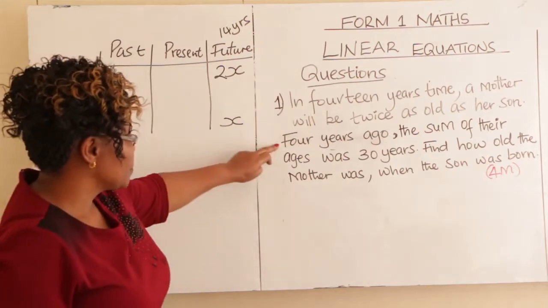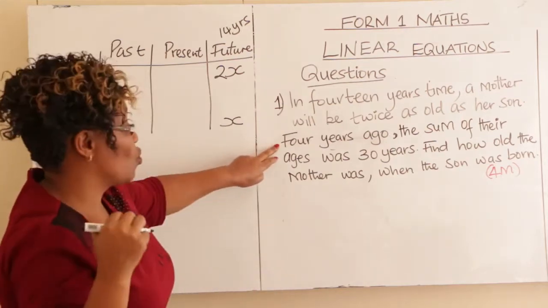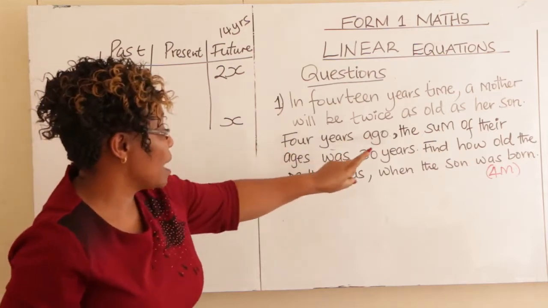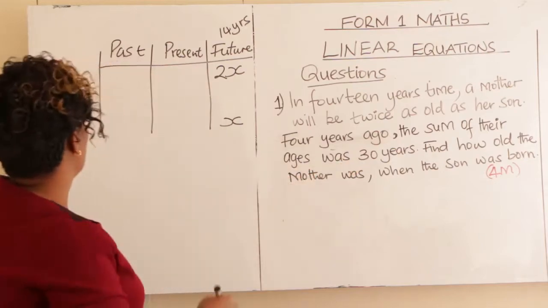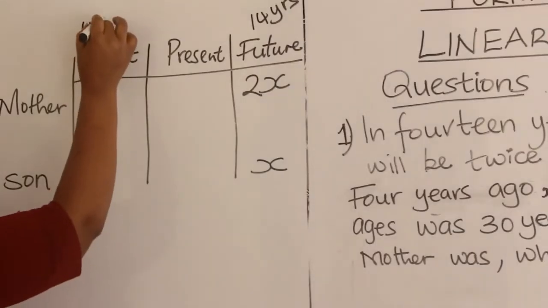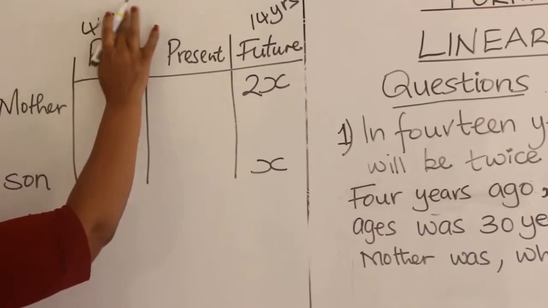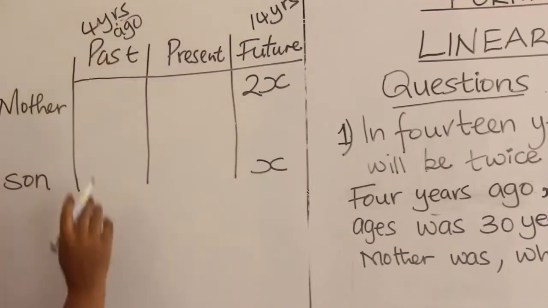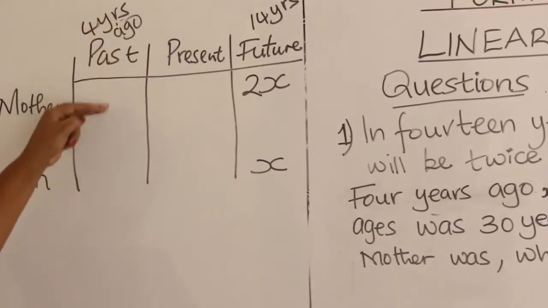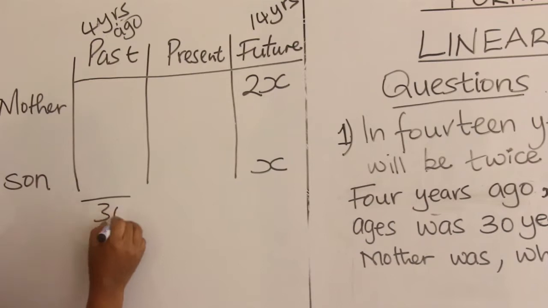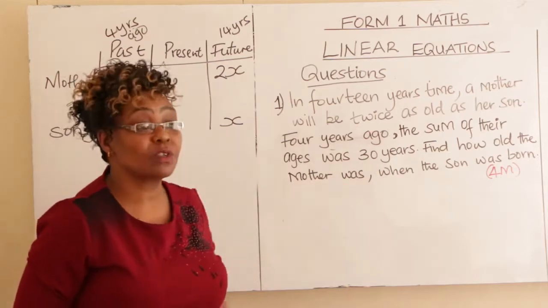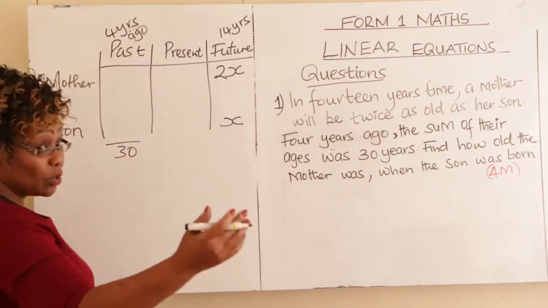Okay? Then, you come here. 4 years ago, this is now to do with the past. 4 years ago, the sum of their ages was 30. It will add up to 30. So how do you go about that? Find how old the mother was when the son was born.